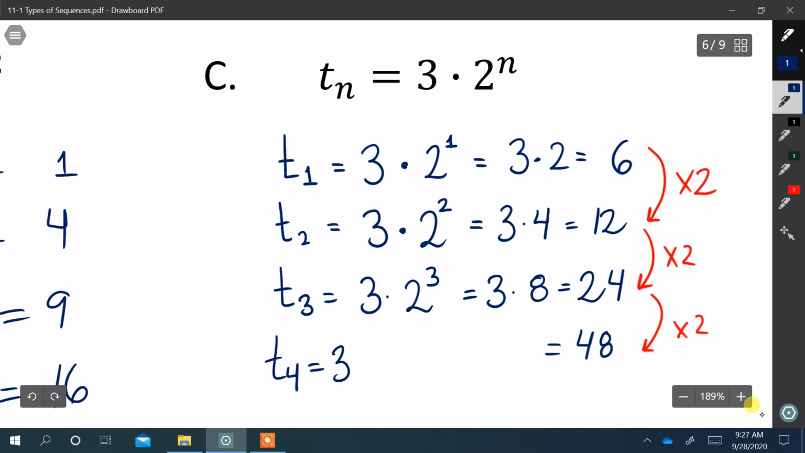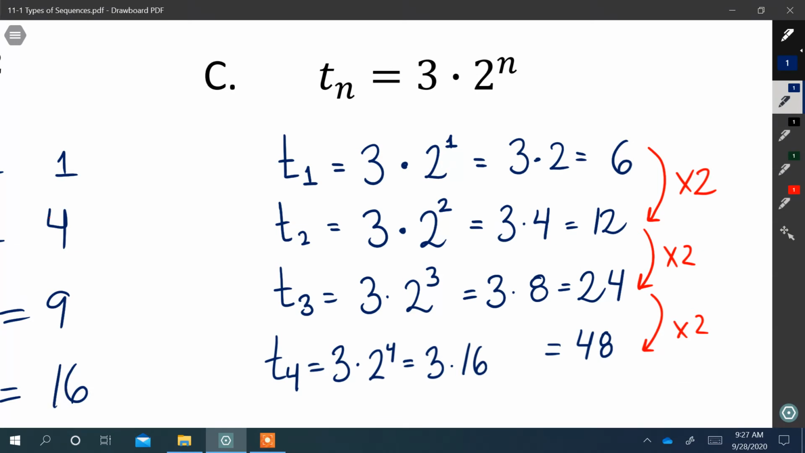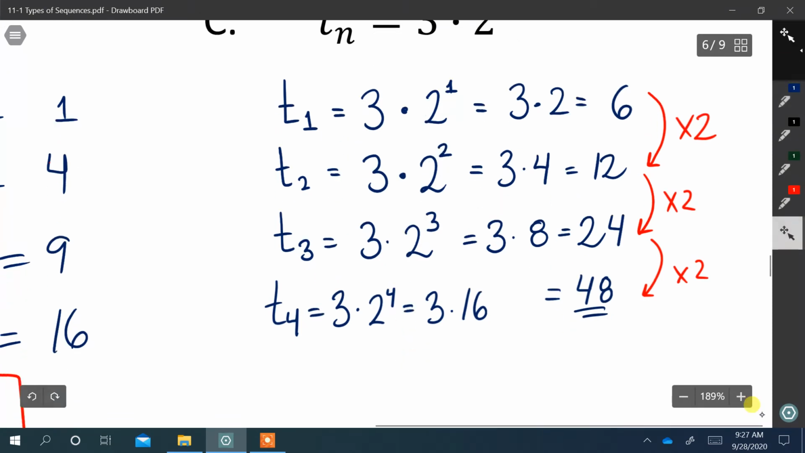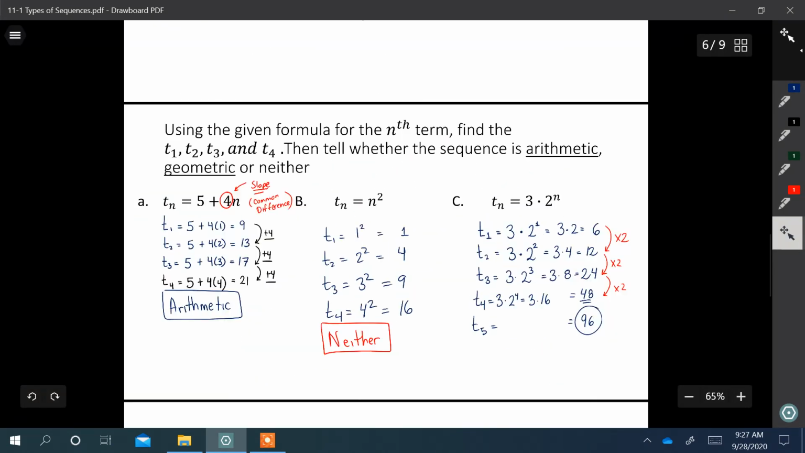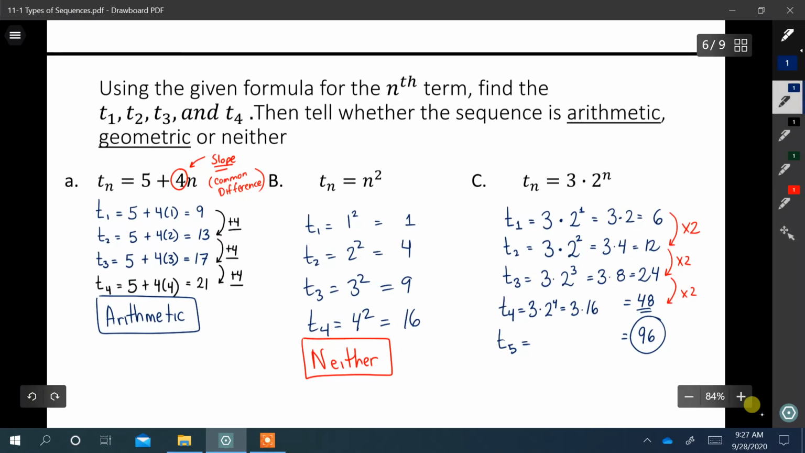So t of 4 will be 2 to the 4th, so it will be 3 times 16. If I grab my calculator, 3 times 16 will definitely be 48. So could we predict what t of 5 is? Yes, very easily. That would be 96. And of course, we forgot to say that this is a geometric sequence.